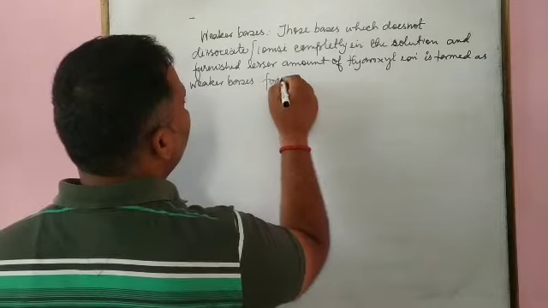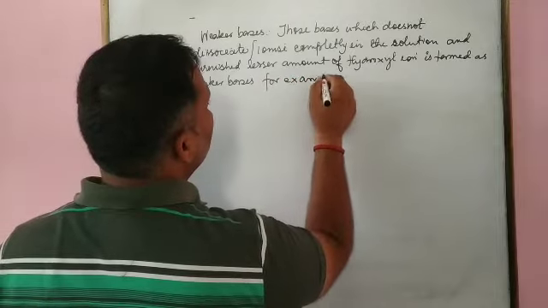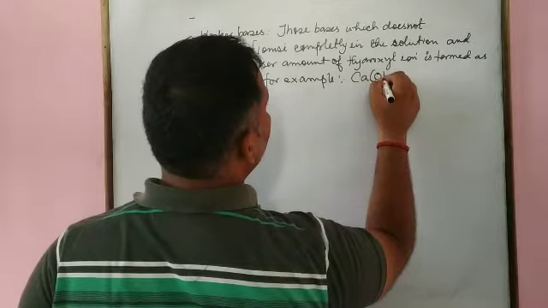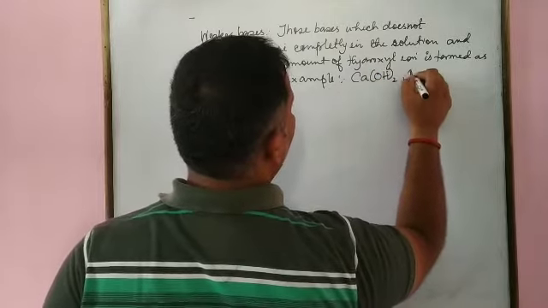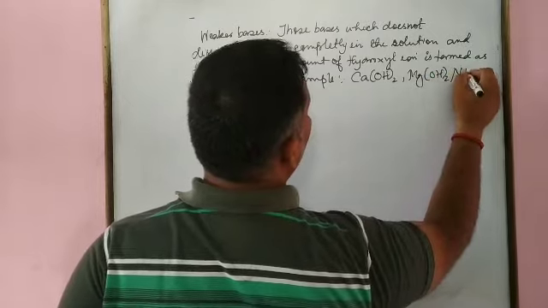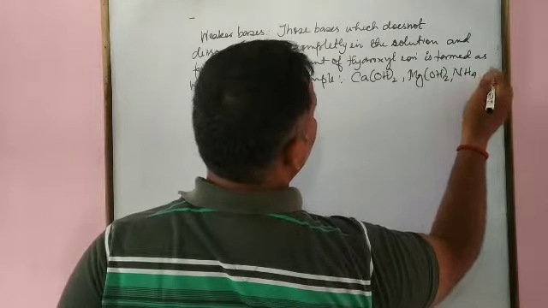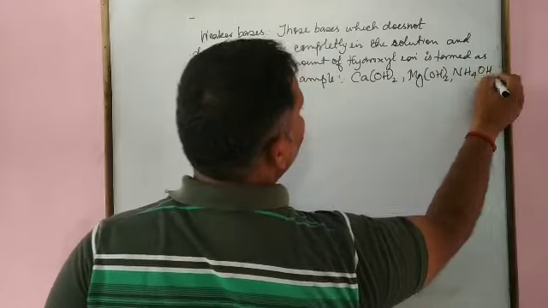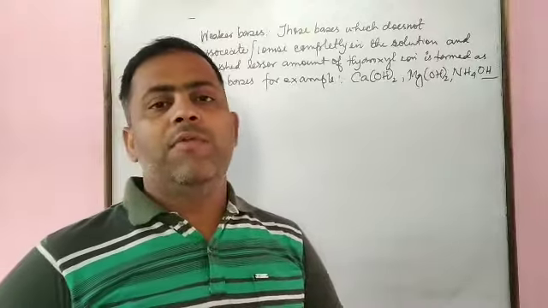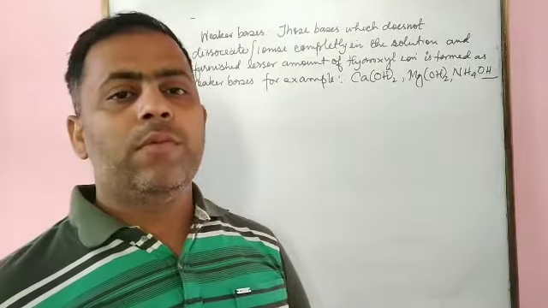For example, what we have? We have calcium hydroxide, we have magnesium hydroxide, we have ammonium hydroxide. This is all about the weaker bases. To the next, we will discuss the property of the bases.